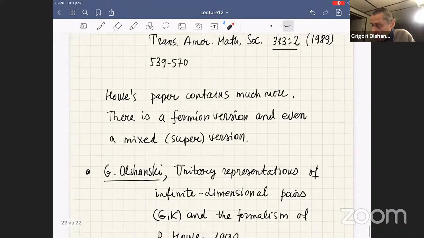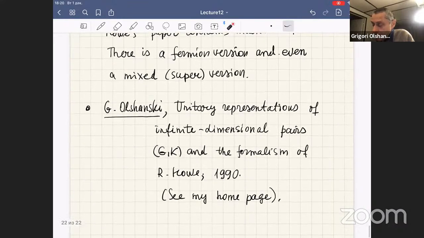And I can also indicate my paper, a long paper, which is published in some book, but one can find it on my homepage. And if you want, we can look at it. It contains some applications of the Howe duality to constructing unitary representations of certain infinite dimensional classical groups.